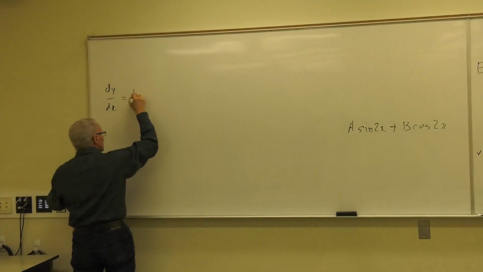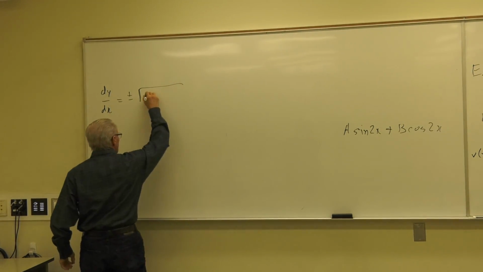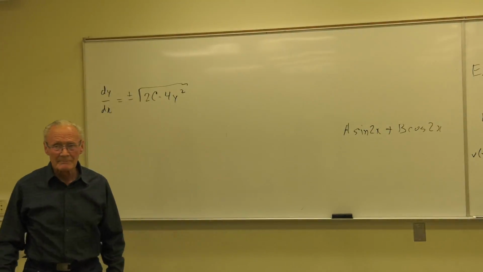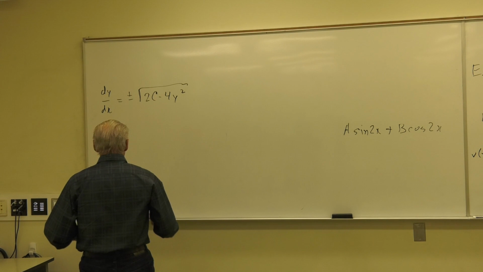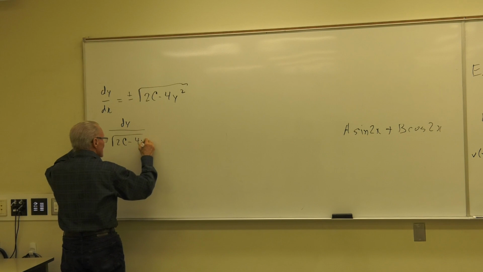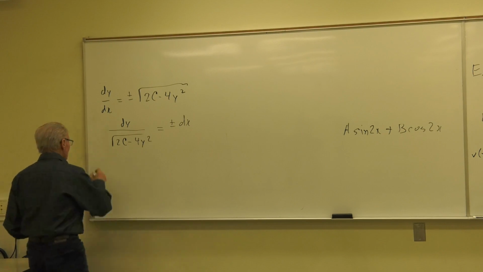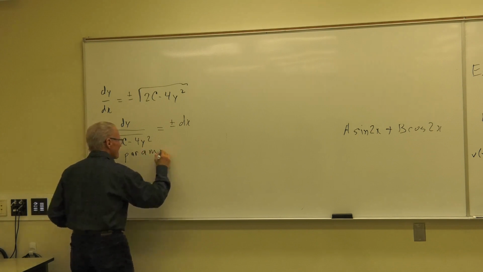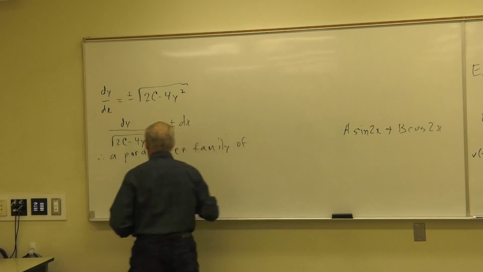is equal to plus or minus the square root of 2c minus 4y squared. Want to solve this now for y as a function of x. It's separable. dy over the square root of 2c minus 4y squared equals plus or minus dx. And therefore, a parameter family of solutions.